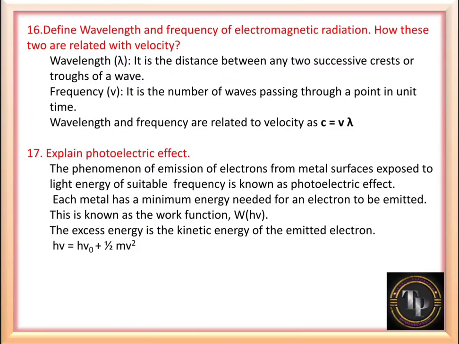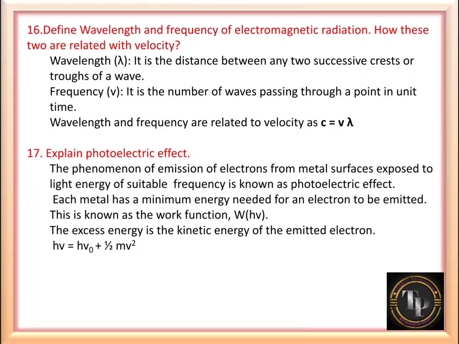So when the light energy is forwarded onto the surface of the metal, some of the electrons are ejected, some of the electrons are emitted from the surface. That phenomenon is called photoelectric effect. When light falls on the surface of the metal, some of the electrons present on the surface are emitted. This phenomenon is called photoelectric effect.